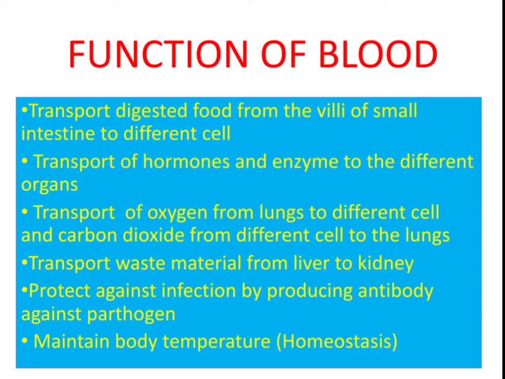There are different functions of the blood. The functions of blood are: it transports the digested food from the villi of the small intestine to the different cells. Second, it transports hormones and enzymes from the secreting glands to the different organs of our body. It transports oxygen from the lungs to different cells, and carbon dioxide from the different cells to the lungs.